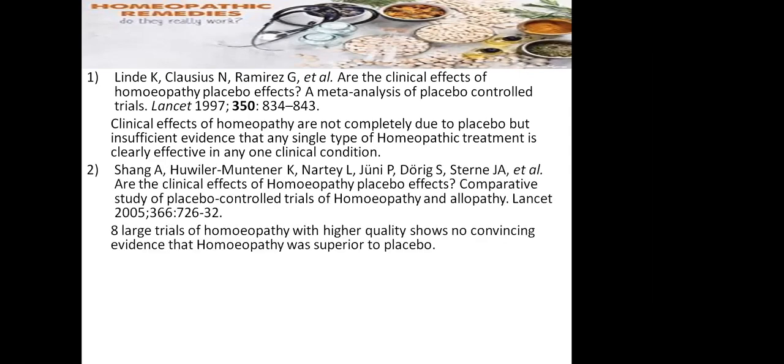But the second meta-analysis was done by Shang et al. in 2005, again published in the Lancet journal. This meta-analysis compared 110 placebo-controlled trials of homeopathy with 110 matched trials of conventional medicine. But the final conclusion was based only on a selection of 8 trials. And these 8 large, higher-quality trials of homeopathy showed no convincing evidence that homeopathy was superior to placebo. But this meta-analysis was criticized heavily due to lack of transparency.